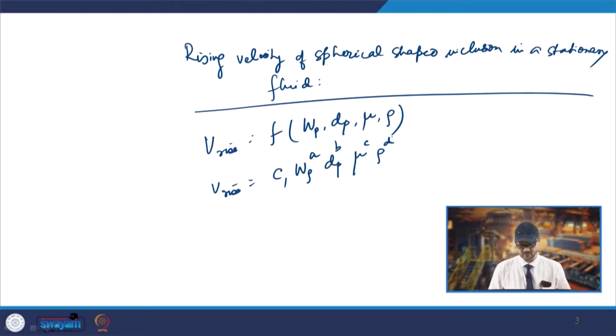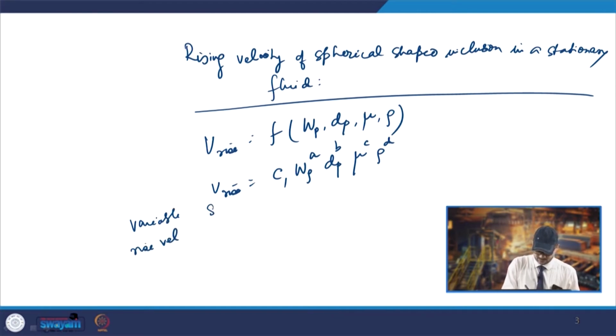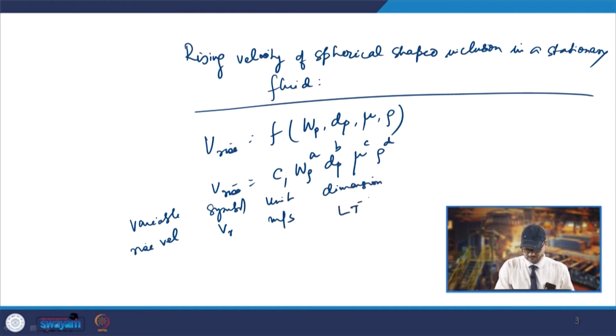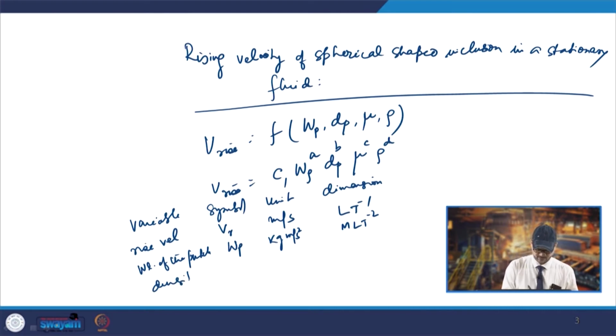So, you will have to know the dimensions of these variables. Suppose your variable is the rise velocity. Your symbol is Vr, and as it is a velocity, its unit is meter per second, and its dimension is L t minus 1. Similarly, you have the weight of the particle, Wp. Its unit is kg meter per second square, and its dimension is M L t minus 2. Then you have the density of the fluid, rho, which is kg per meter cube, and its dimension is M L minus 3.